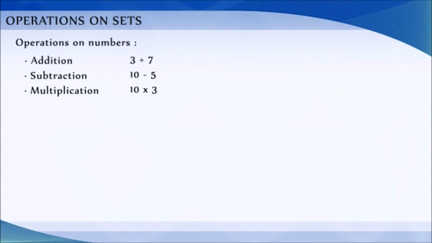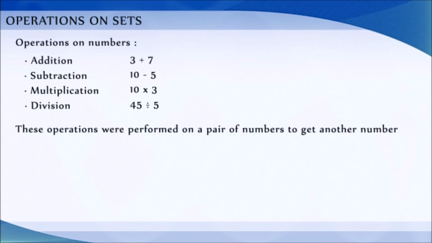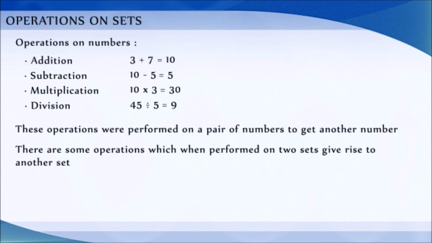In earlier classes, we have learnt how to perform the operations of addition, subtraction, multiplication, and division on numbers. Each one of these operations was performed on a pair of numbers to get another number. Similarly, there are some operations which, when performed on two sets, give rise to another set. Let us define certain operations on sets and examine their properties.